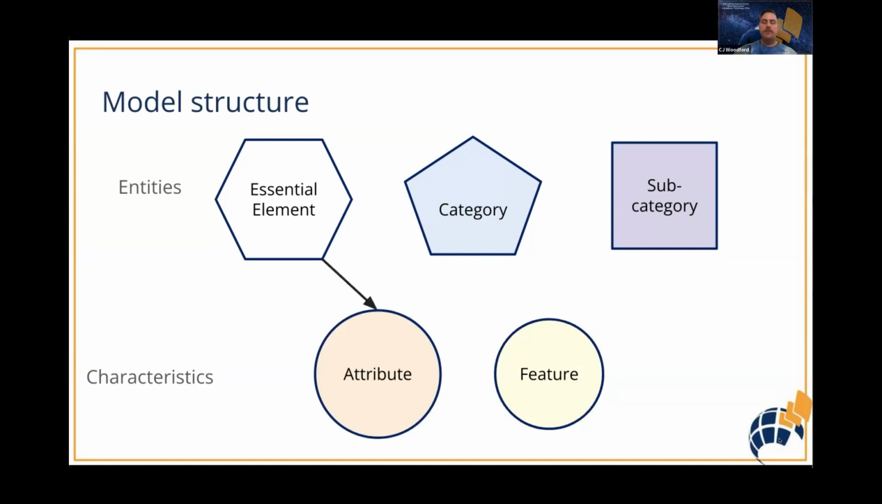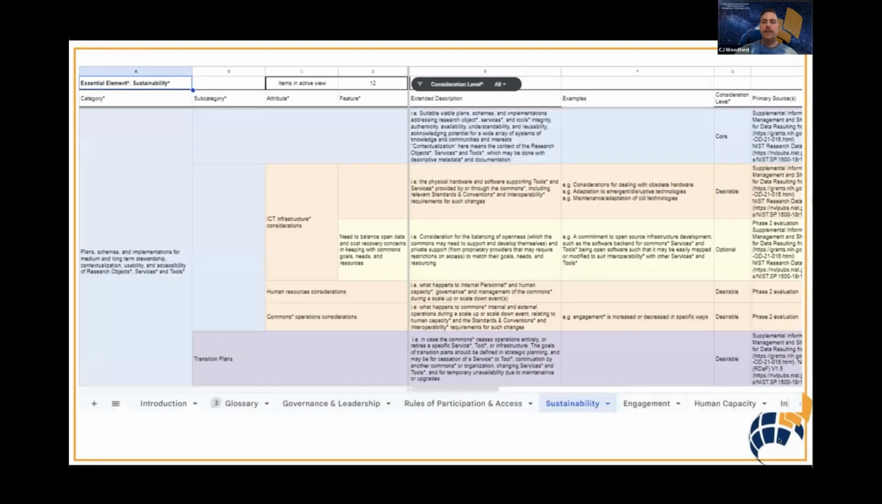And so often what you'll see is essential element has an attribute, that attribute could have features, and then every characteristic is inherited parent to child for the entities. So if that essential element has a category, the attributes and features are inherited, and then also inherited to the subcategories. Right now, the model is in a spreadsheet format.